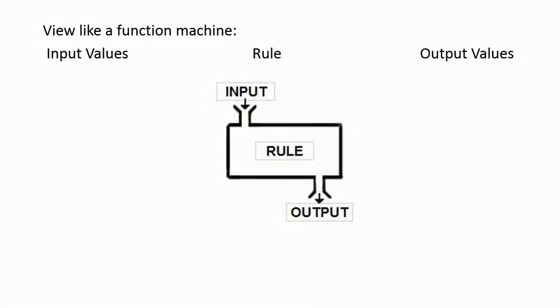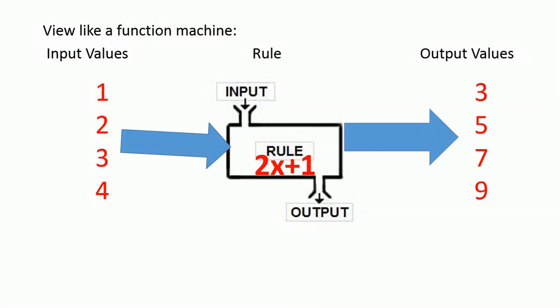What we're going to look at is basically like a function machine. You're going to have input values, like 1, 2, 3, and 4, and we're going to put that into what's known as a rule. A rule is 2x plus 1. It's an equation of some form. Once we plug in our input values, we get output values from our rule. So my particular output values would be 3, 5, 7, and 9.